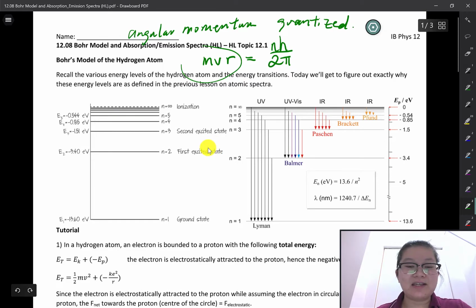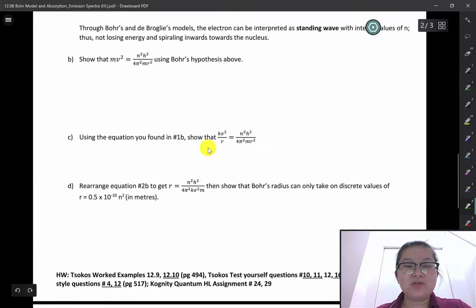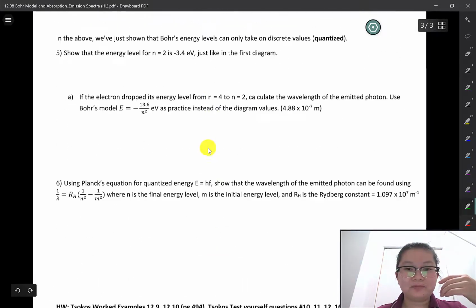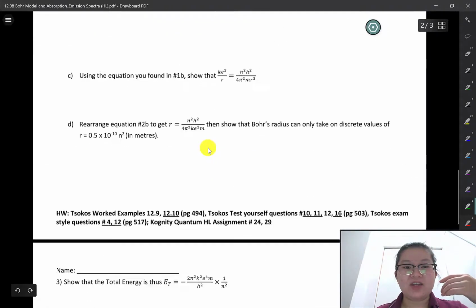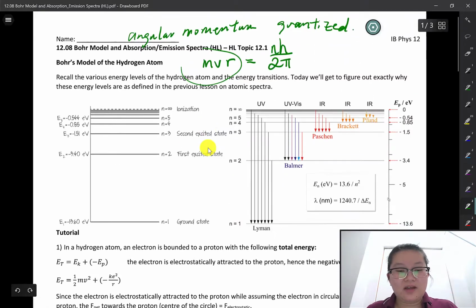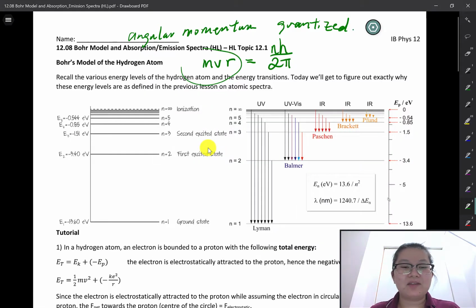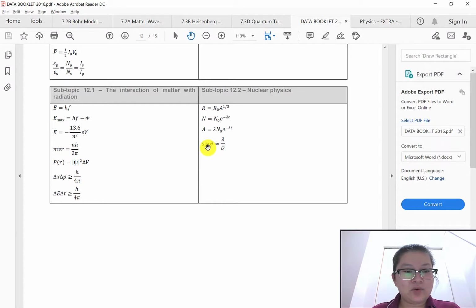Essentially, Bohr came along and did this, and he was able to define the specific energy levels for these electrons, which we will see and show later. What is relevant to you is what is in the data booklet. You will see this one over here, and this is essentially where we want to get to, where n is the energy level and this gives the energy in electron volts.